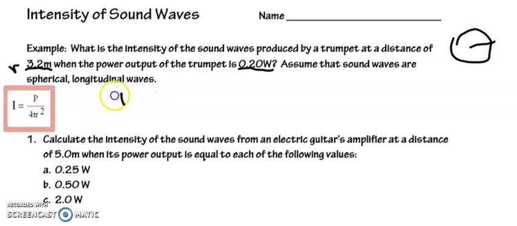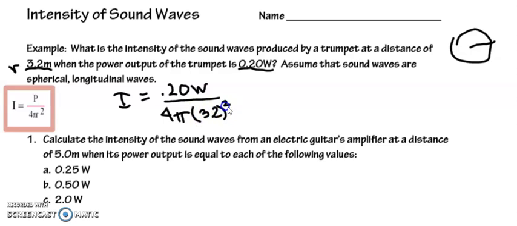So the intensity, again, equals the power. The power here is 0.20 watts. And then that is all over 4 pi. And then the radius, again, was 3.2, and we've got to square that. I forgot to write that this is in meters, so meters will be squared, so our unit will be watts per meter squared.